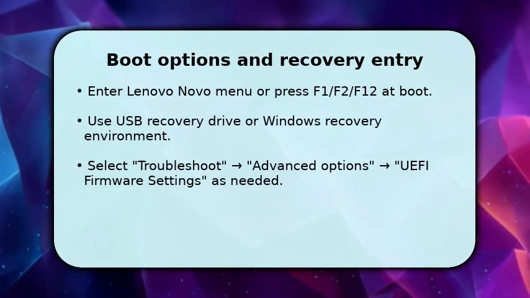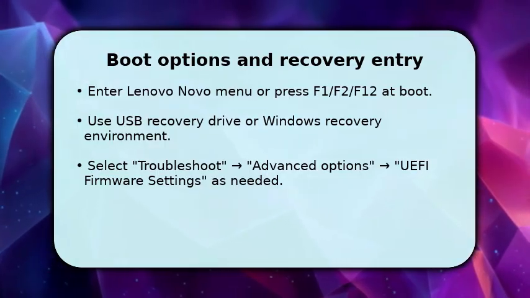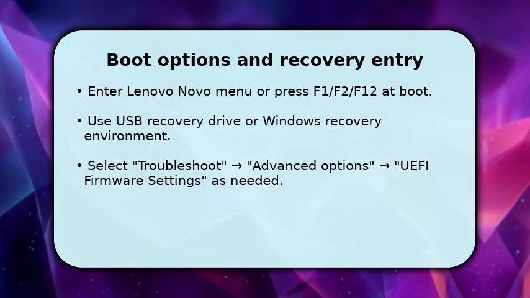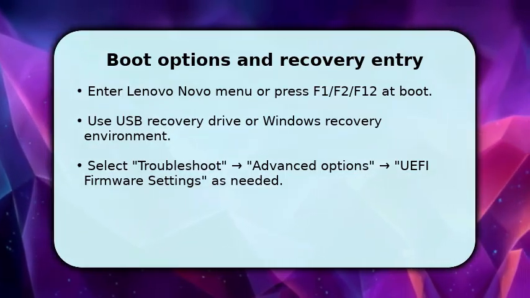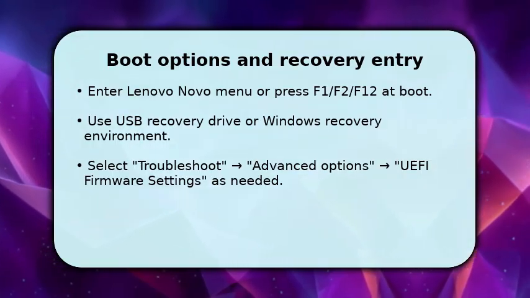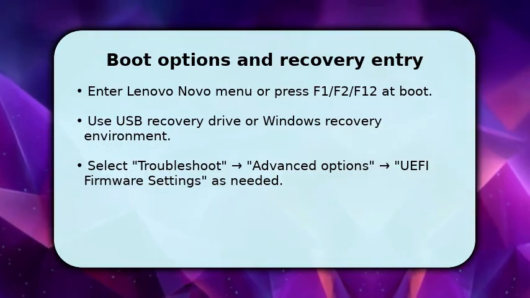This is how Windows accepts the override. Restart and use the Lenovo button or the appropriate F key to open the boot menu, then choose your USB recovery drive or Windows recovery environment. Once inside, select Troubleshoot, then Advanced Options. If firmware changes triggered BitLocker, enter UEFI settings and confirm boot order.